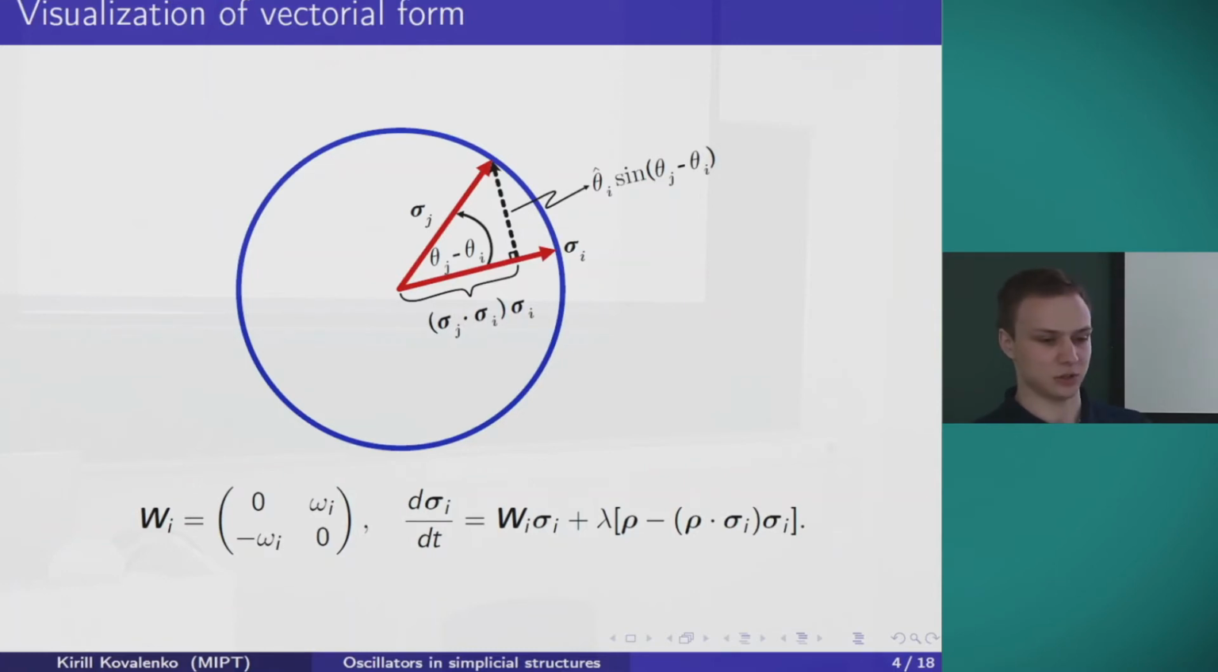You can see this is a visualization of the vectorial form. Here it's for d equal to 2, which corresponds to the usual Kuramoto setting. In this case, theta_i for the ith agent describes the angle of the vector in polar coordinates. Omega_i corresponds to the matrix W_i, and the term on the right side of the equation is equal to the projection of sigma_j onto the line perpendicular to sigma_i. This term is equal to the sine of the difference between the angles of these two vectors. So it can be shown that this model indeed is reducible to the usual Kuramoto model.